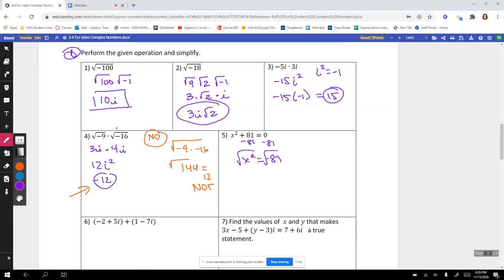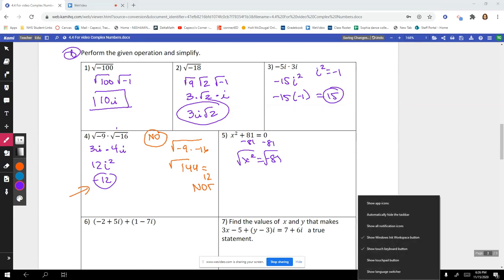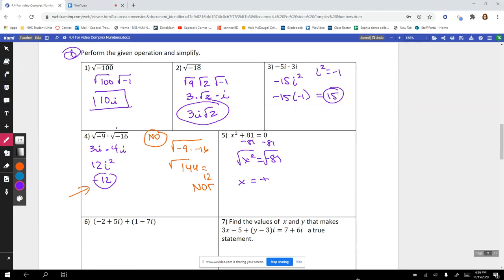Take the square root of both sides. Now remember, if I take the square root of both sides, I have plus or minus. The square root of negative 81 is 9i. So that's going to be our answer there. X is equal to plus or minus 9i.